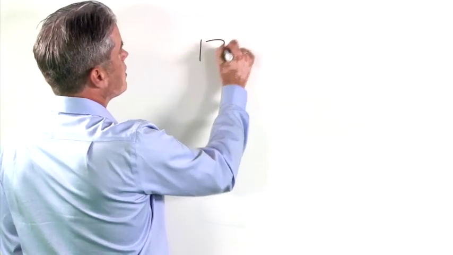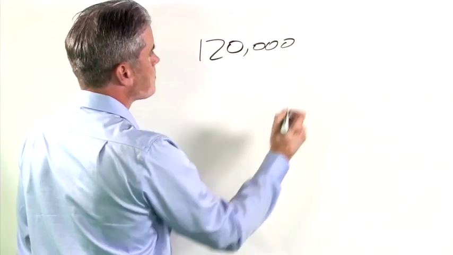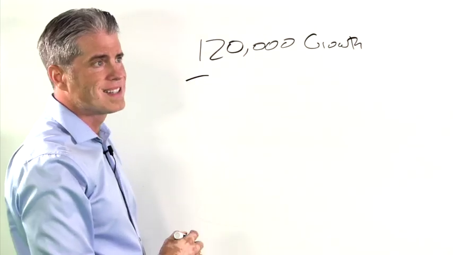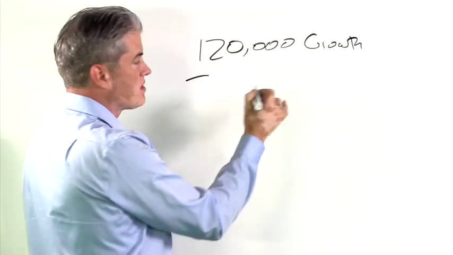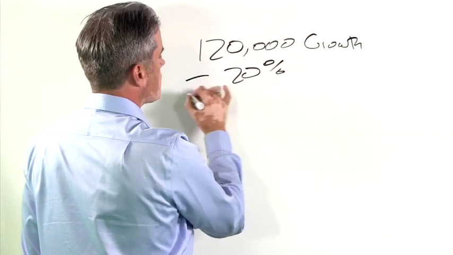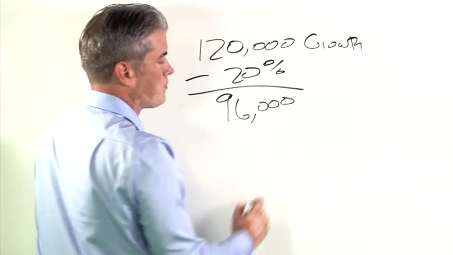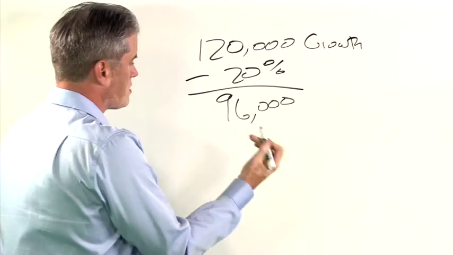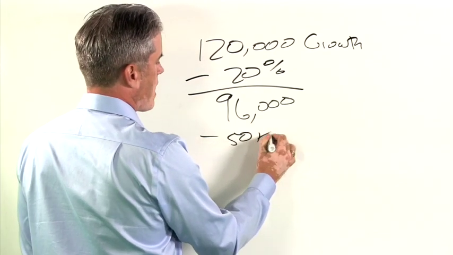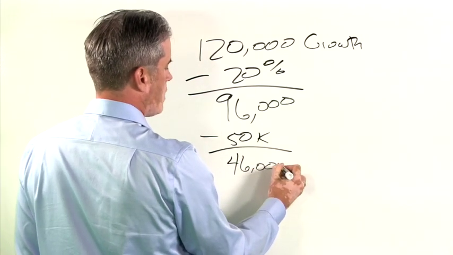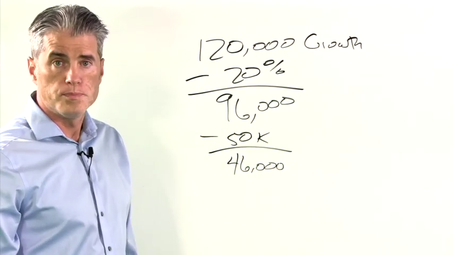So imagine we have this scenario and we've got $120,000 in growth. And out of that, we have to subtract this variable expense of, let's say, 20%. What that would leave you is $96,000 before you pay us. And let's assume you have like a $50,000 consulting package. That will, after you pay that, leave you $46,000 in profit in year one.